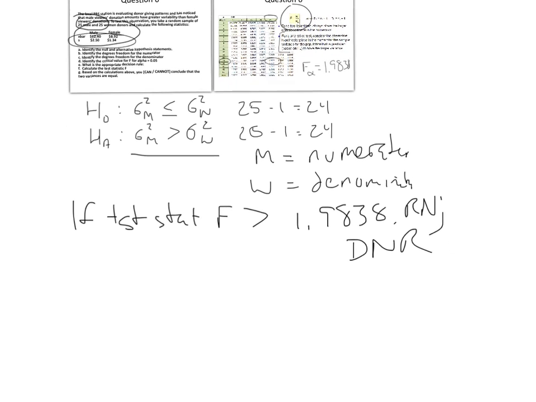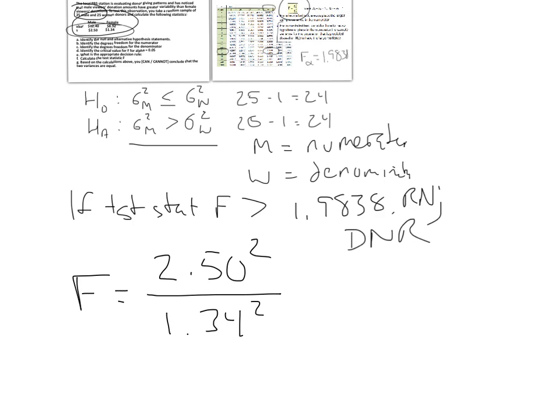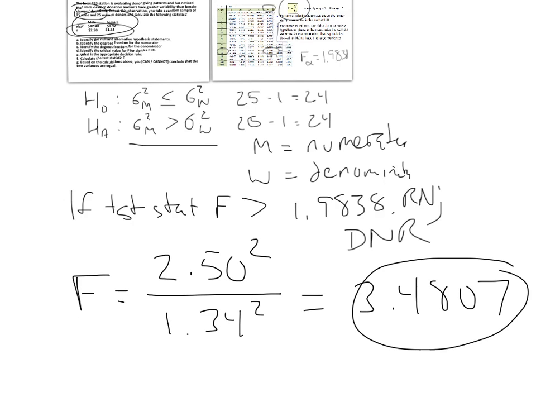So then our test statistic is going to be F equals 250 squared over 1.34 squared, right? So again, just remember s is our standard deviation, s squared would be the variance. And those are the terms we're working with here. So then we have 250 squared over $1.34 squared, and the result of that is 3.4807. So that is the result.